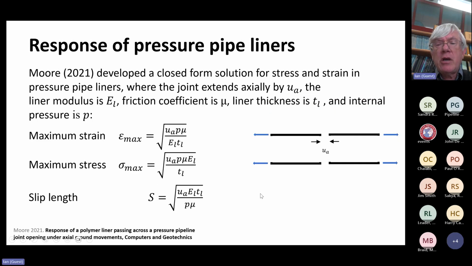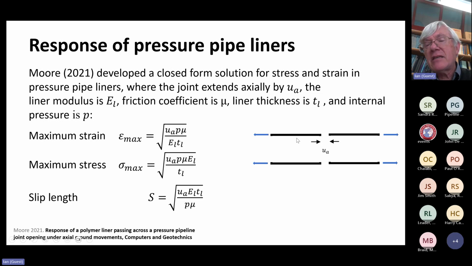Now, the next set of results relates to pressure pipe liners. When we have pressure pipe liners and we impose some sort of opening of the joint, I can see that this picture actually has a problem with it. We can't see the liner. There's supposed to be a liner in here, but it's gone invisible, unfortunately. Something about my drawing has left something to be desired.